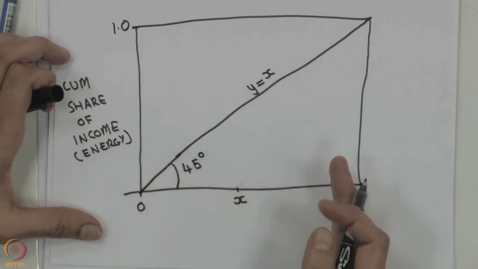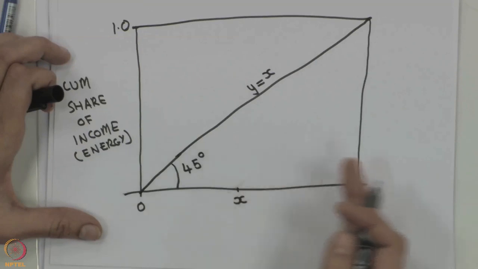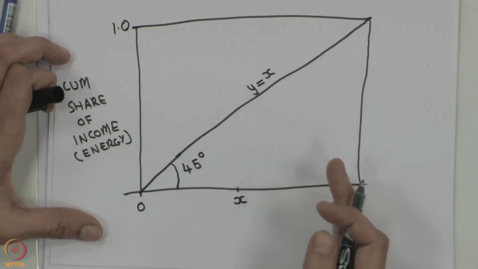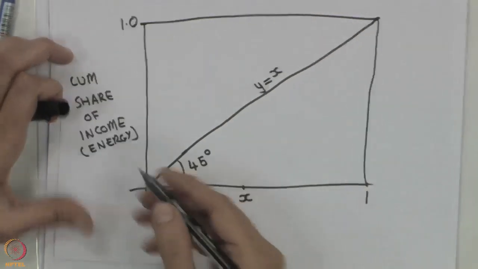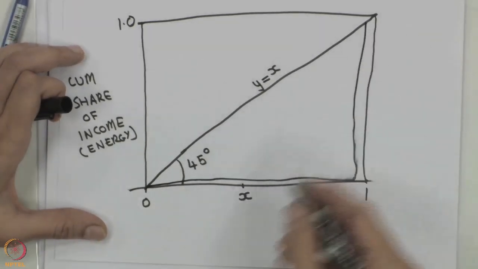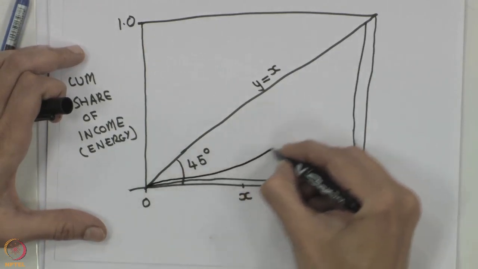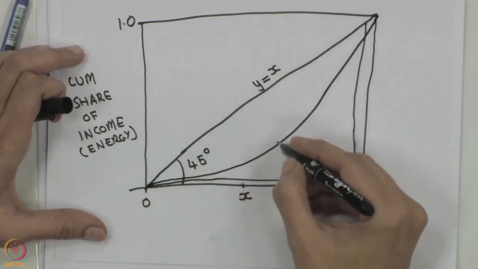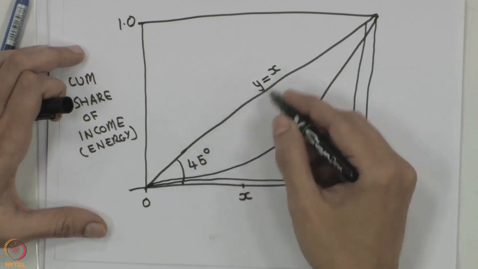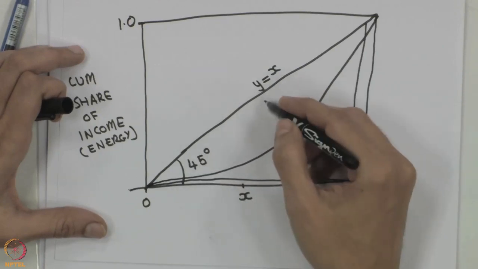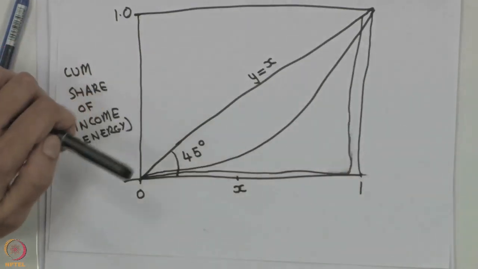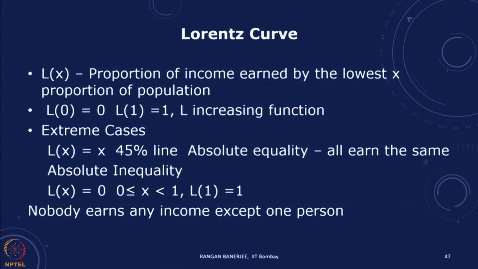On the other hand, if we had a set of different individuals where everyone had zero income and only one individual had all the income, then you would have a curve which would go something like this and then go here. In actual practice, we would have something like this. And so, this deviation that we have from the 45 degree line shows us the amount of inequality in the system. And so, this curve is called the Lorentz curve.